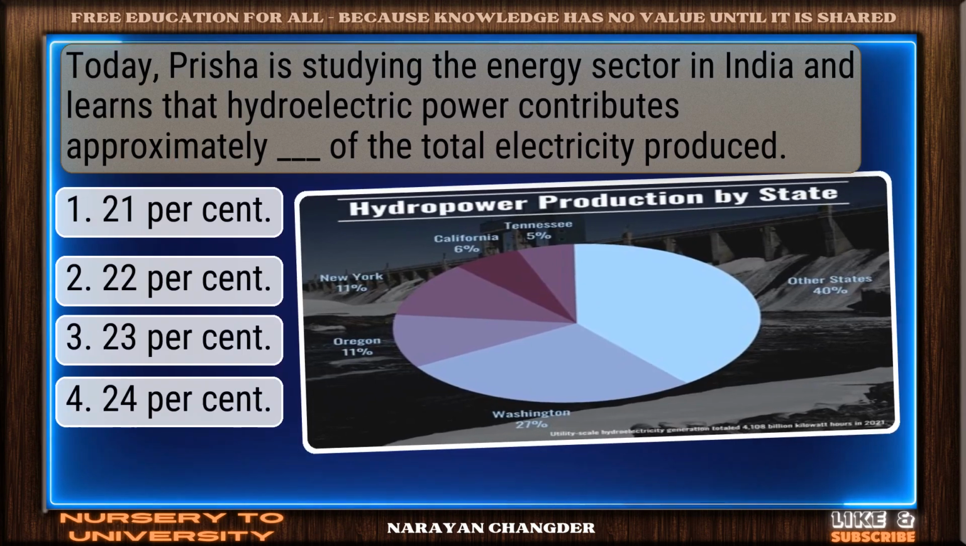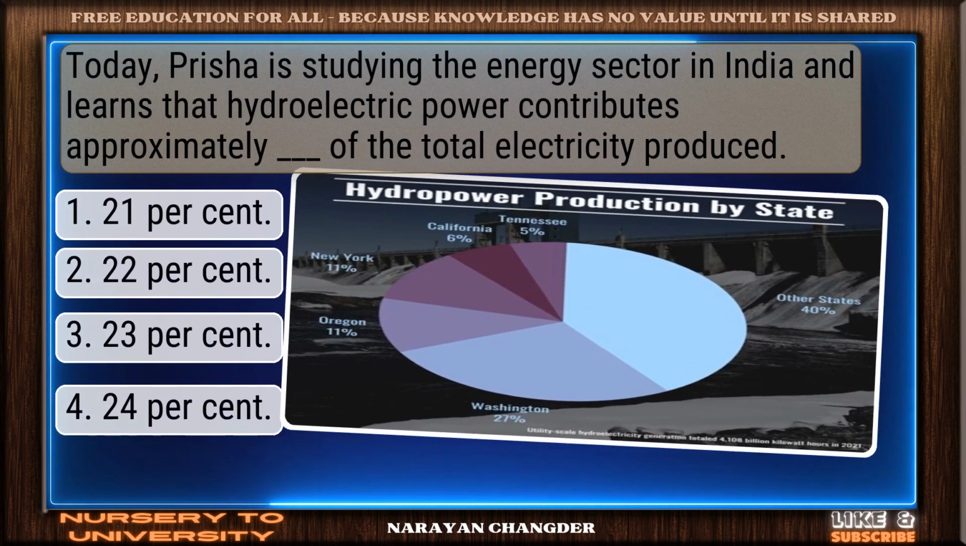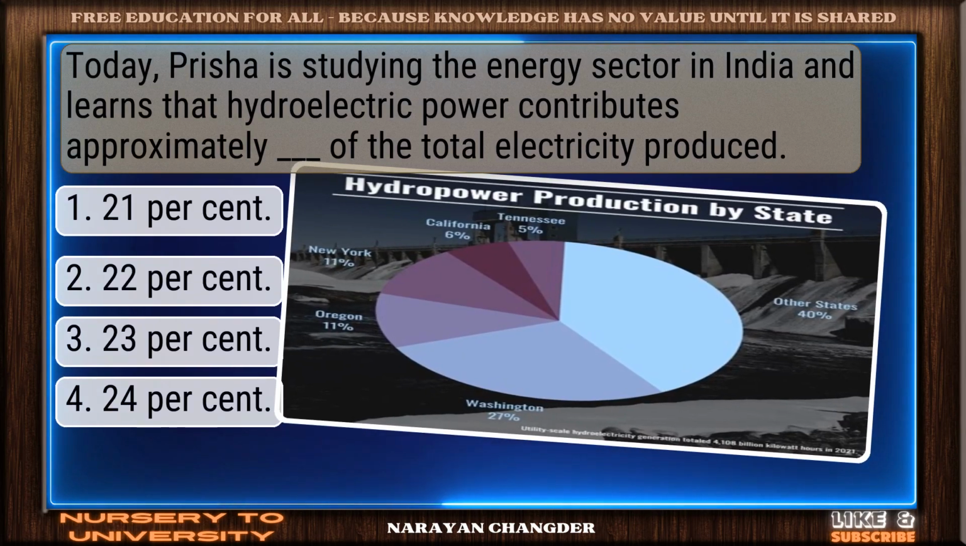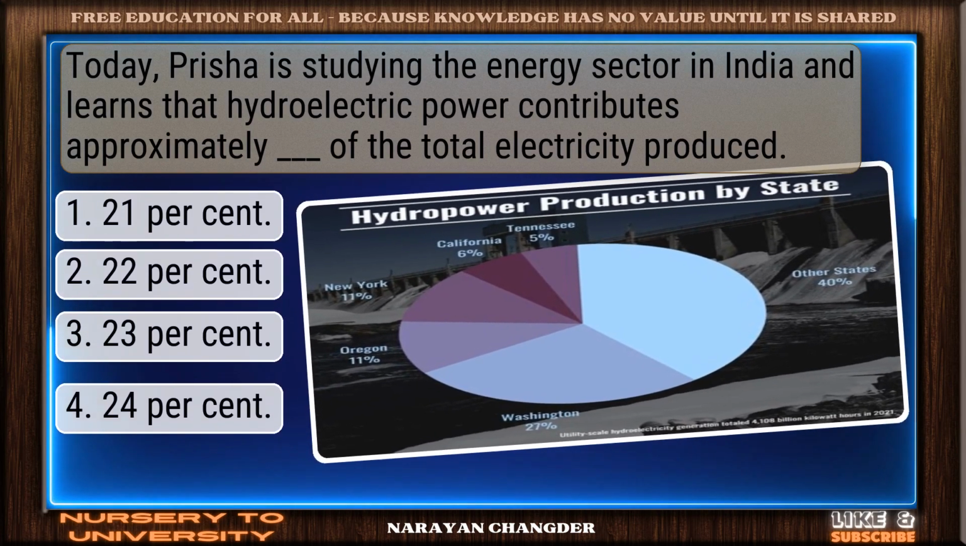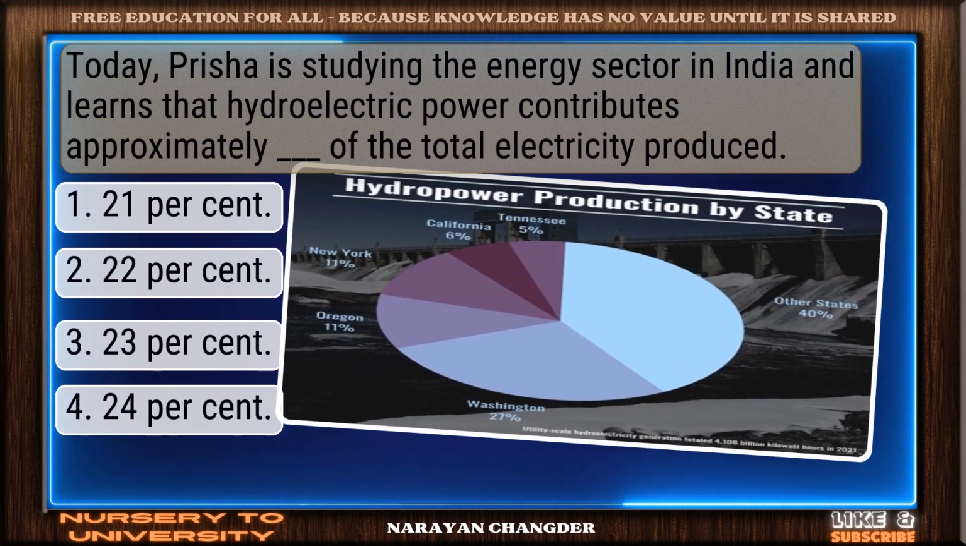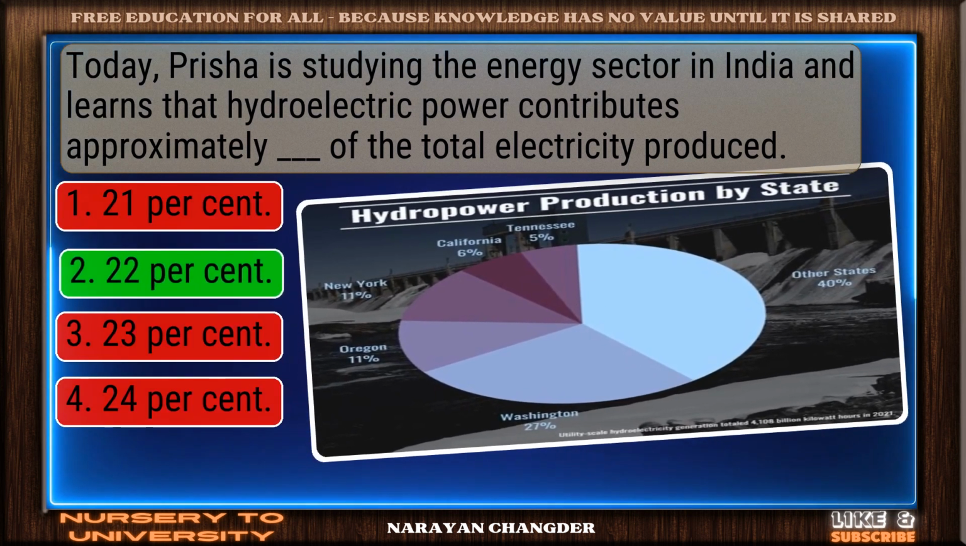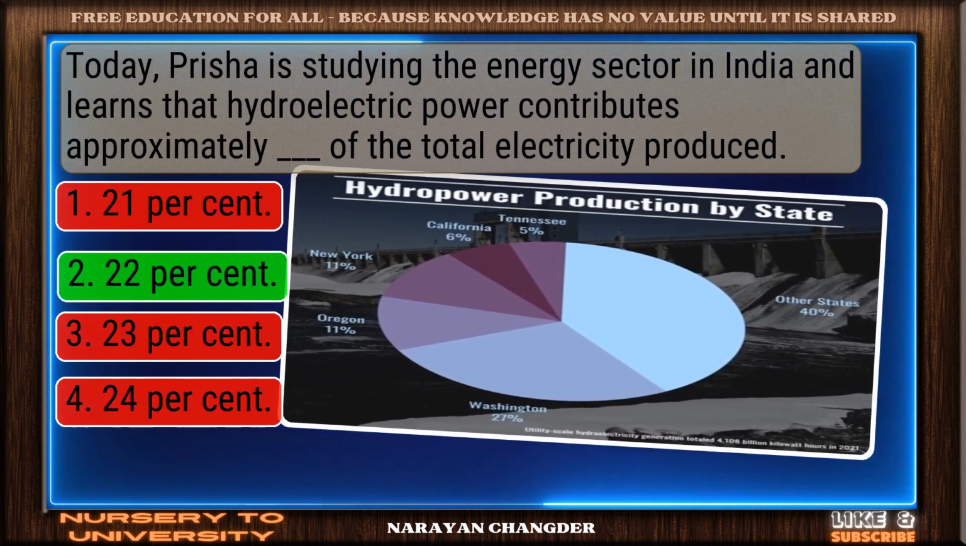Today, Prisha is studying the energy sector in India and learns that hydroelectric power contributes approximately dash of the total electricity produced. Good job. 22% works well.